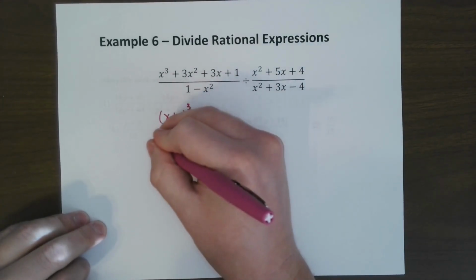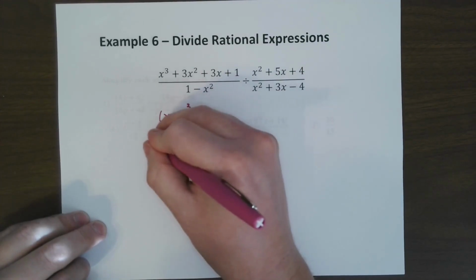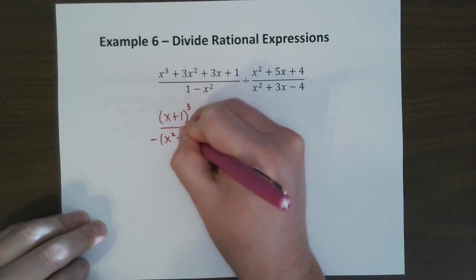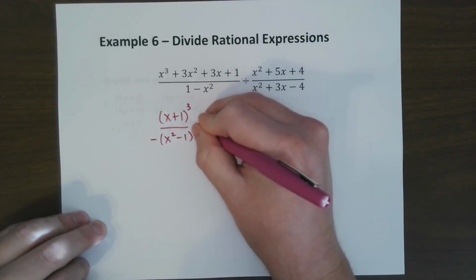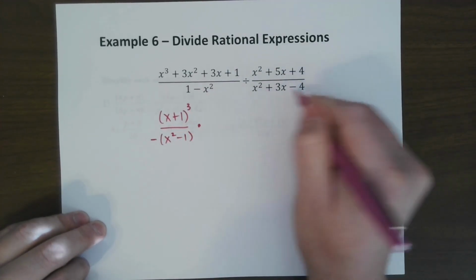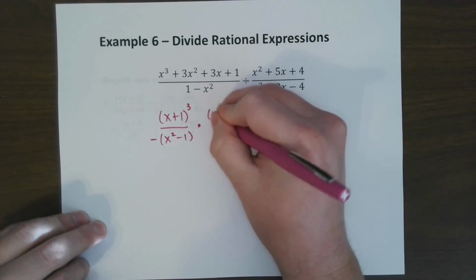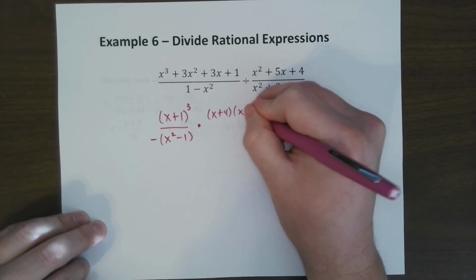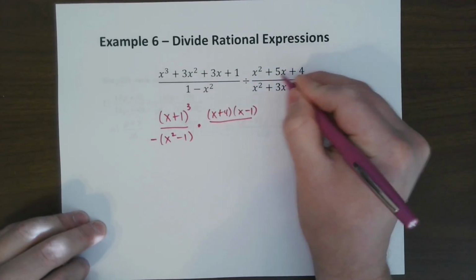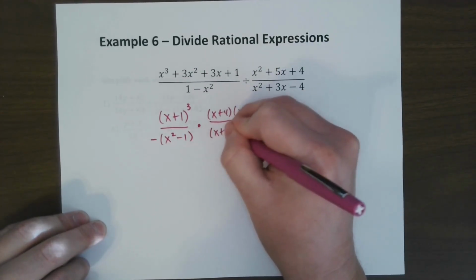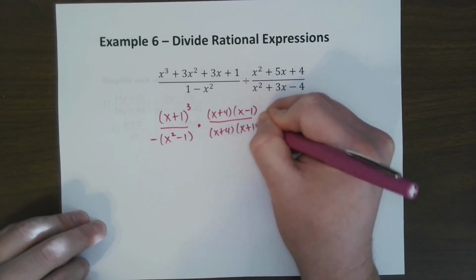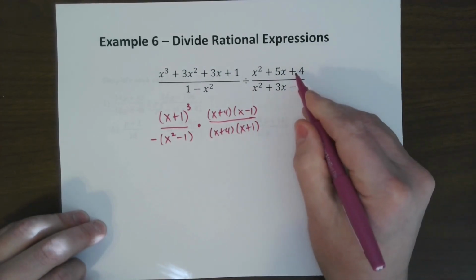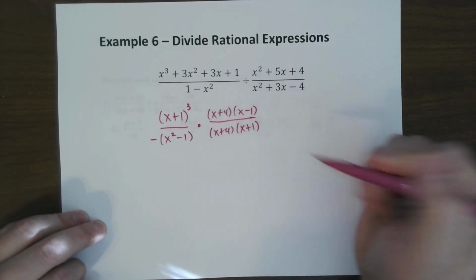So this will be negative x squared minus 1. I'm going to go ahead and change this. I'm going to factor the bottom. So x plus 4, x minus 1. And I'm going to factor the top, which is x plus 4, x plus 1. So in other words, I flipped these while I factored. So this one's on the bottom and that one's on the top.